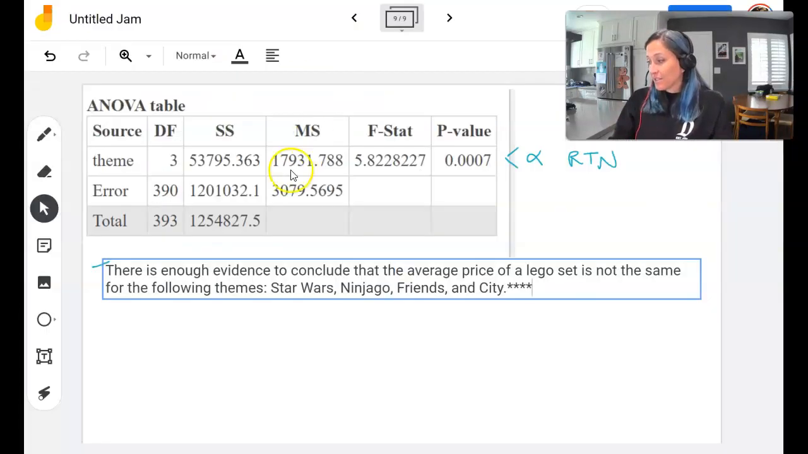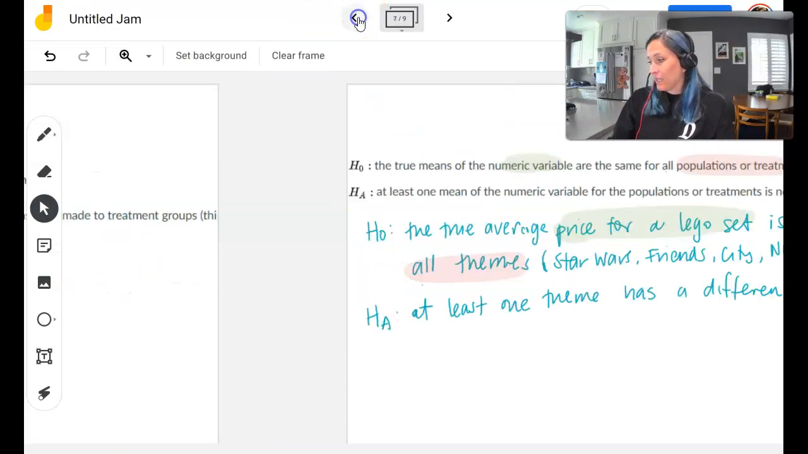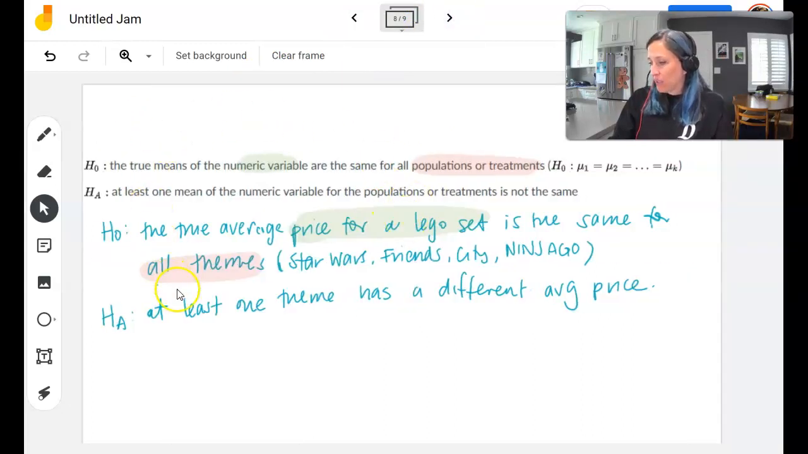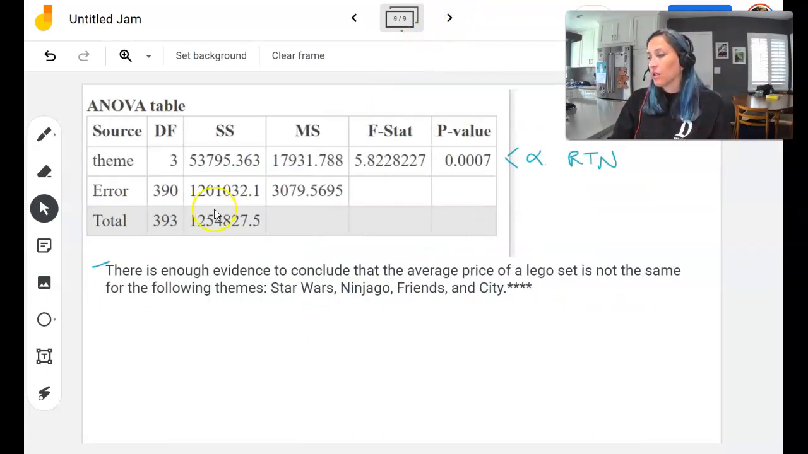But yeah, so this is ANOVA from start to finish. You should be checking your conditions. Hopefully, you don't have so many violations as we did. You should then be writing up these hypotheses, replacing the numeric variable and the categories, and then looking at the output from your ANOVA table and writing up your sentence. And then, of course, you can go further to say it looks like of all those sets, Star Wars is a little bit more expensive. Obviously, we would want to do probably some other analysis, but it's just going to be a pain in the butt to do that in StatCrunch.